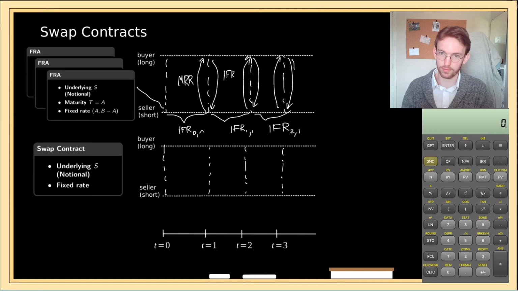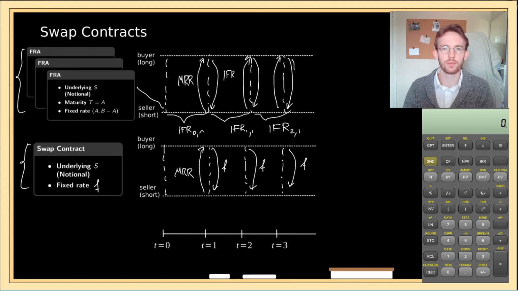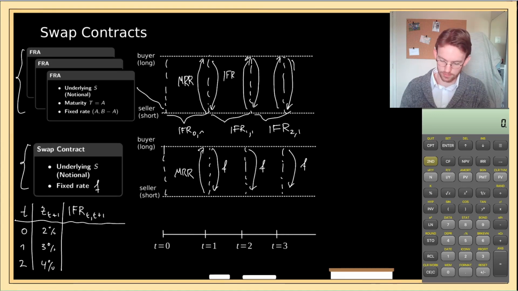On the other hand, for a swap contract, there is one single fixed rate F, and the long position pays this fixed rate for every period. What it gets back is still based on the market reference rate and may be different for every period. Now we want the value of a set of forward rate agreements and the value of a swap contract to be the same. So let's say for the first period, we have a zero rate of 2%. For the second period, we have 3%. Last period, we have 4%.